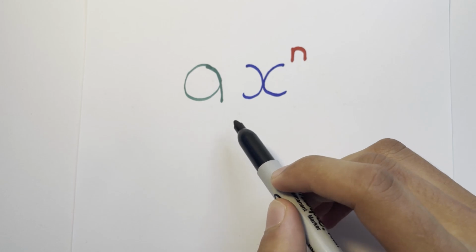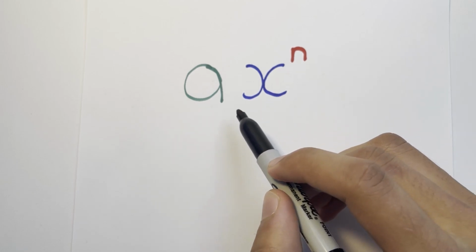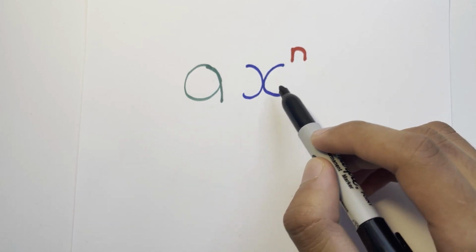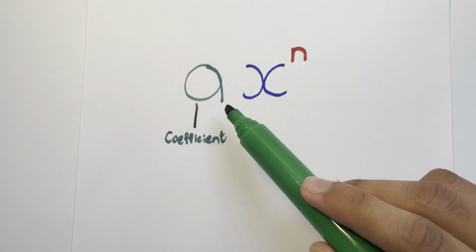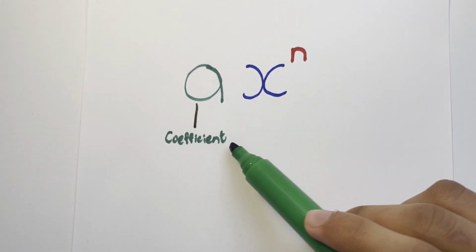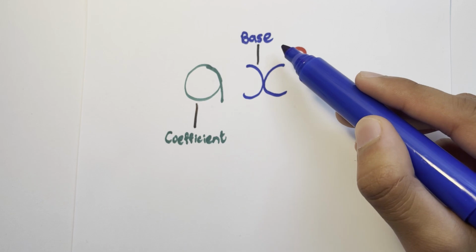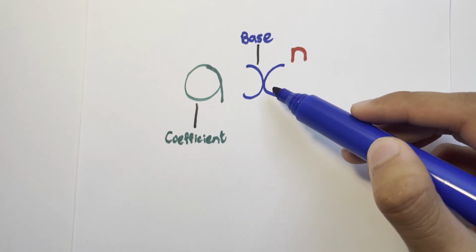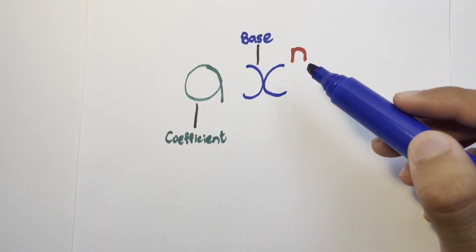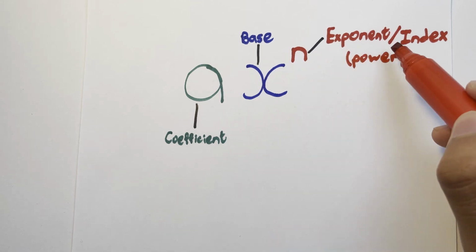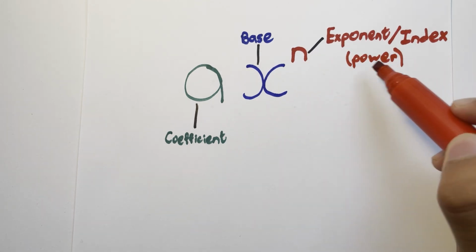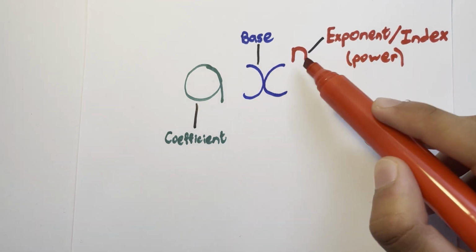There are three main parts to an expression with exponents in it, which I've labeled A, X, and N. A, which is the letter or number on the left, is called the coefficient. X here is the base, which is the number or variable which is being raised to another power. N, which is called the exponent or the index, sometimes called the power, is a small number which is to the top right of the base.